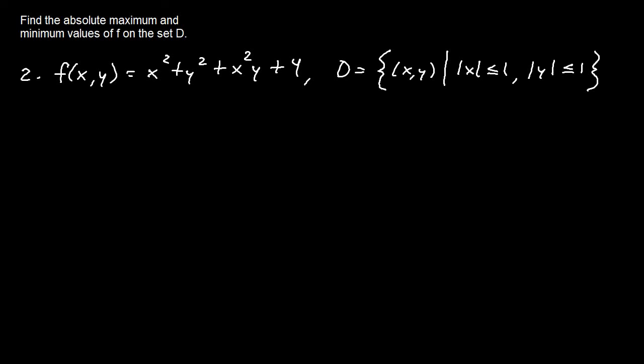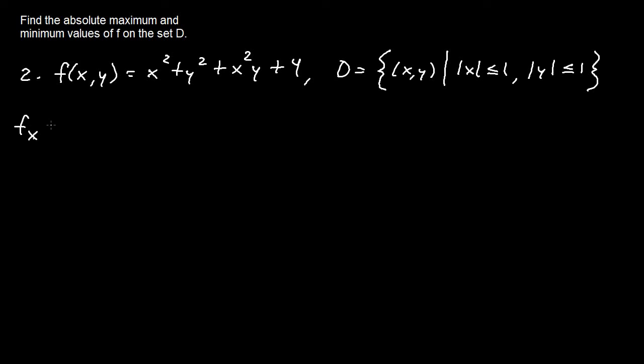Now for number 2, we have f of xy equals x squared plus y squared plus x squared y plus 4, and the set D gives us all xy ordered pairs such that the absolute value of x is less than or equal to 1, and the absolute value of y is also less than or equal to 1. So this is kind of like showing the domain. As always, we're going to first find those critical points.